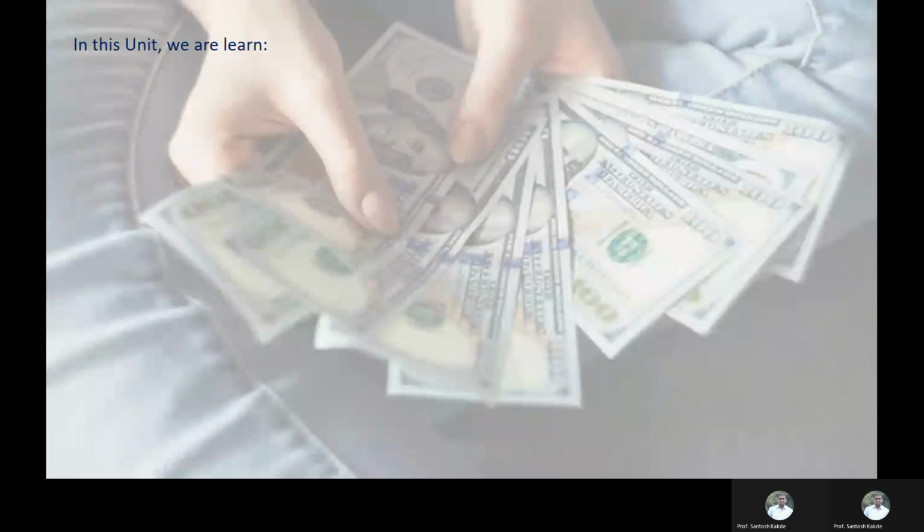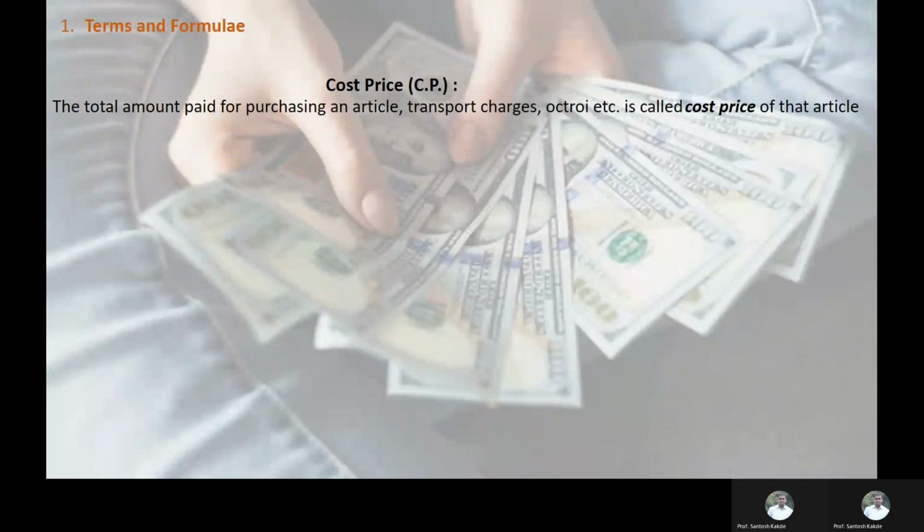Now, in this unit, we learn terms and formulas, trade discount and cash discount, introduction to commission and brokerage. So first, terms and formulae. Now let us see what is cost price. The total amount paid for purchasing an article, transportation charges, octroi, etc. is called cost price of that article.